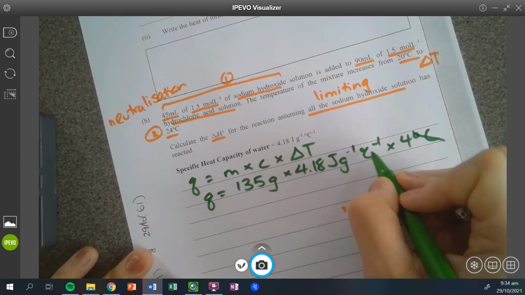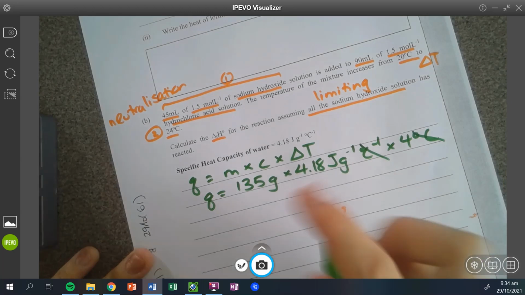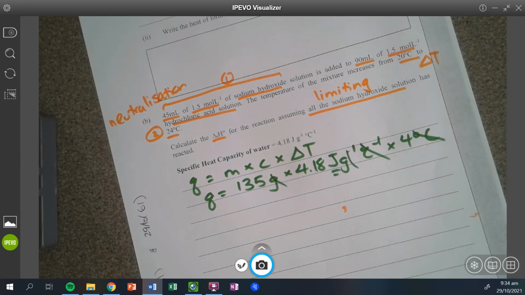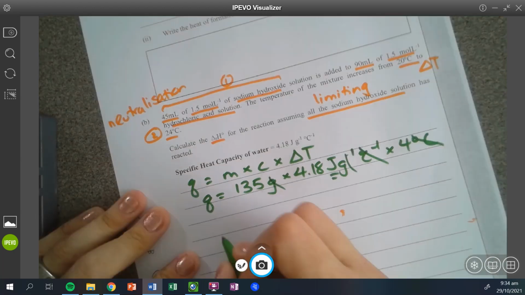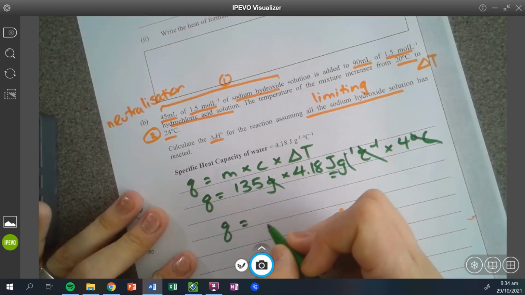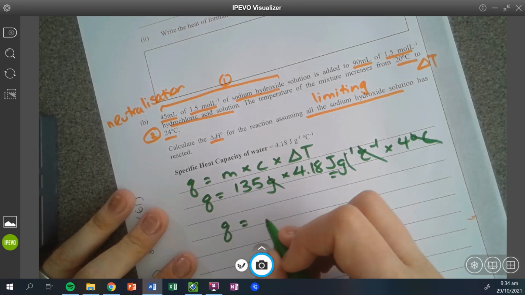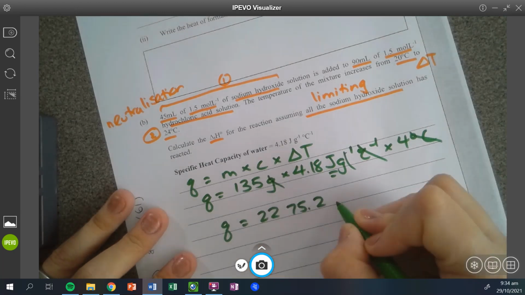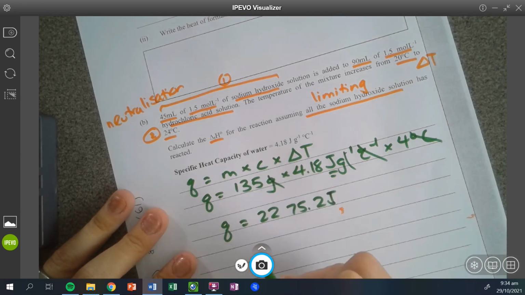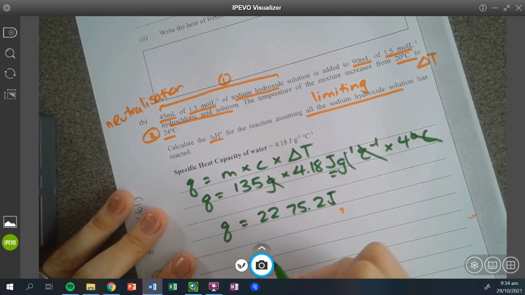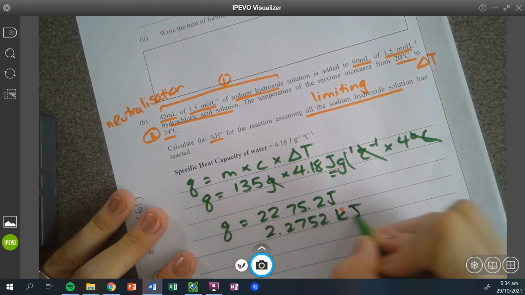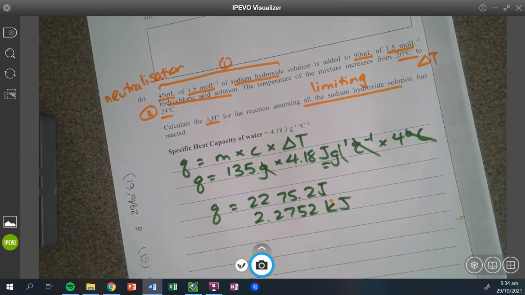All right. So let's go through and do my math and check. The Celsius cancels out, the grams cancel out. I'm left over with joules, which is what I want for my Q value. And so my Q value is, and I'm just going to copy the number over, 2275.2 joules. If I want, I can convert that into kilojoules and just divide by 1,000. It'd be 2.2752 kilojoules.